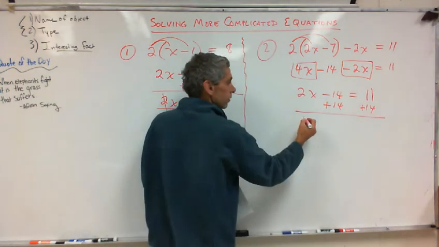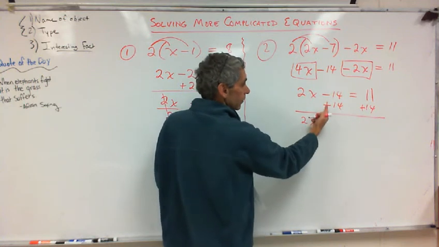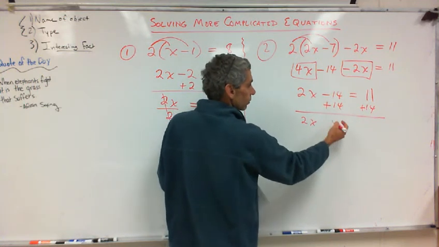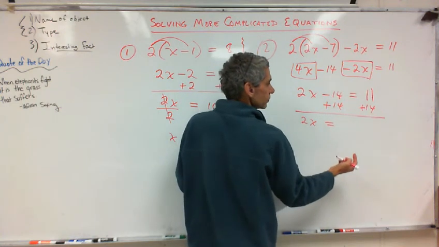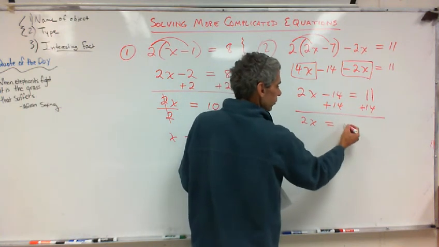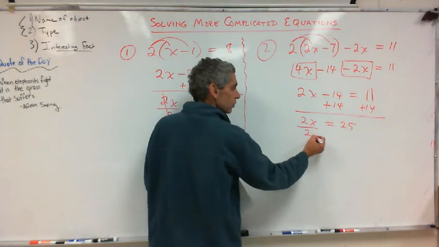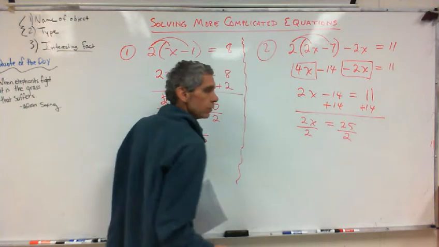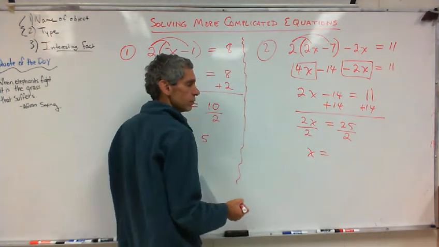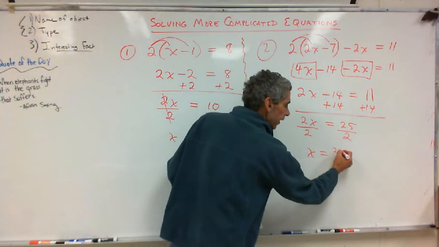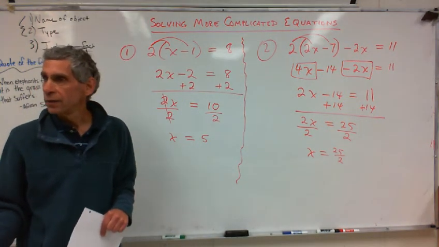Draw my line, 2x. This is 0. I don't have to write anything there, right? 14 minus 14, that's 0. So equals, what is 11 plus 14? That's 25. All right. And now I'm going to divide by 2. Divide by 2. Right? And so now I have x is equal to 25 halves, which is a valid answer in algebra.